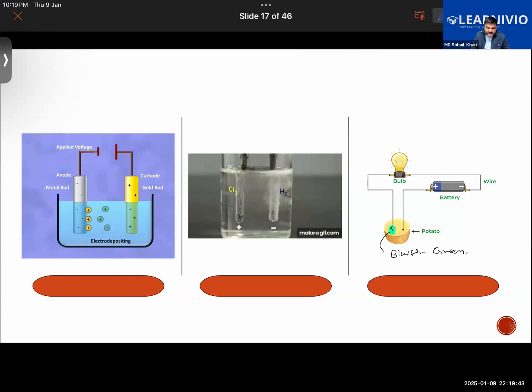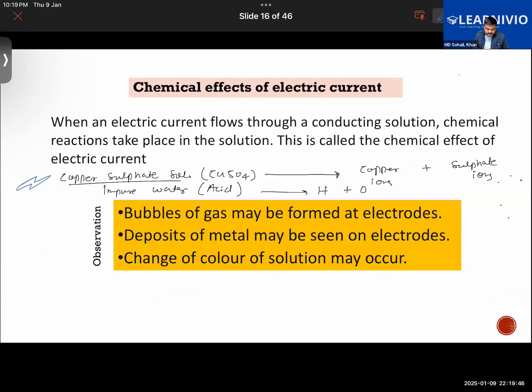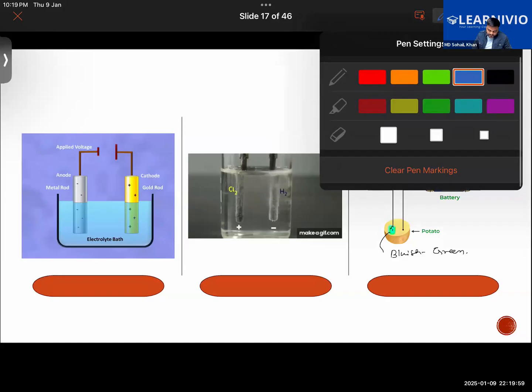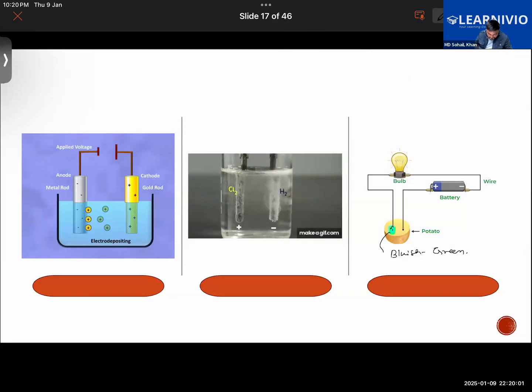So I hope you guys are able to understand this much, like what are the observations that can be made. Okay. So bubbles of gas may be formed, deposition of metals onto the electrodes can be observed, and there can be a change of color of the solution or the given material as well. Any questions? No, sir. Deposition of metals, then evolving of bubbles, release of bubbles basically, and thereby you have color change.